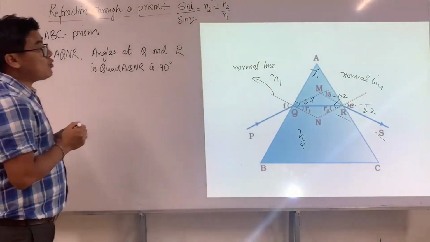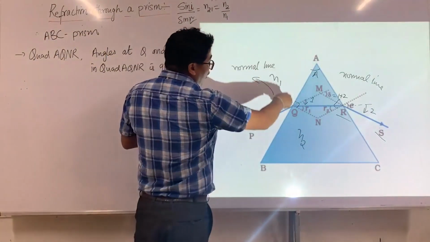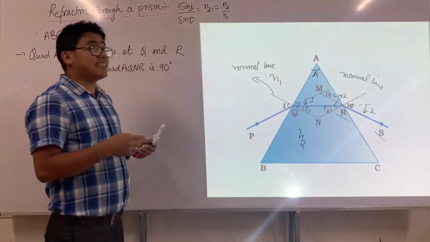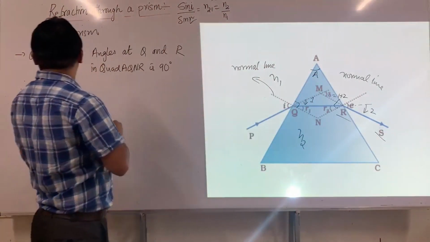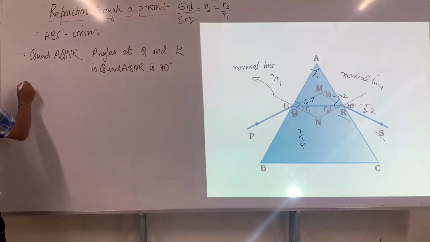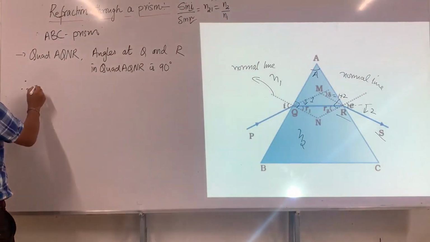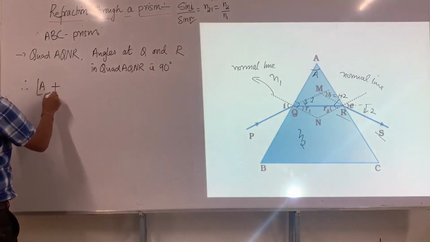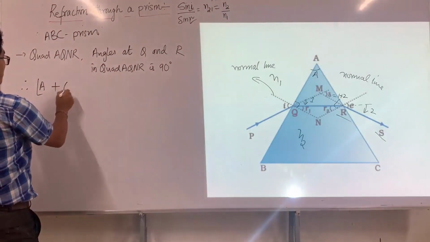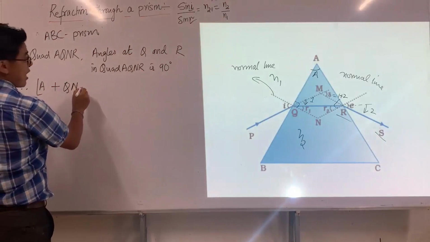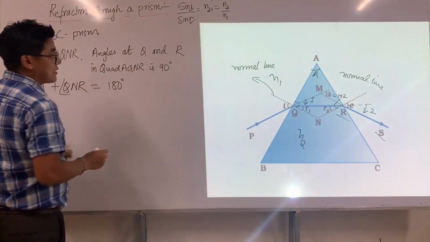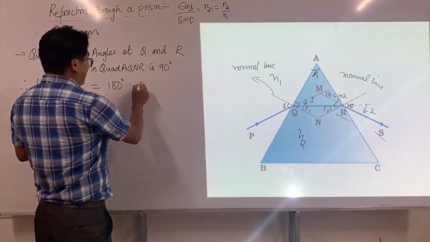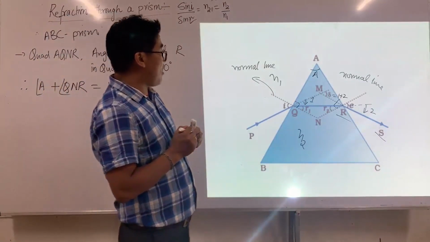Therefore, we know that the sum of all the angles of a quadrilateral is 360 degrees. So therefore, angle A plus angle QR must be equal to 180 degrees. This is equation number 1.